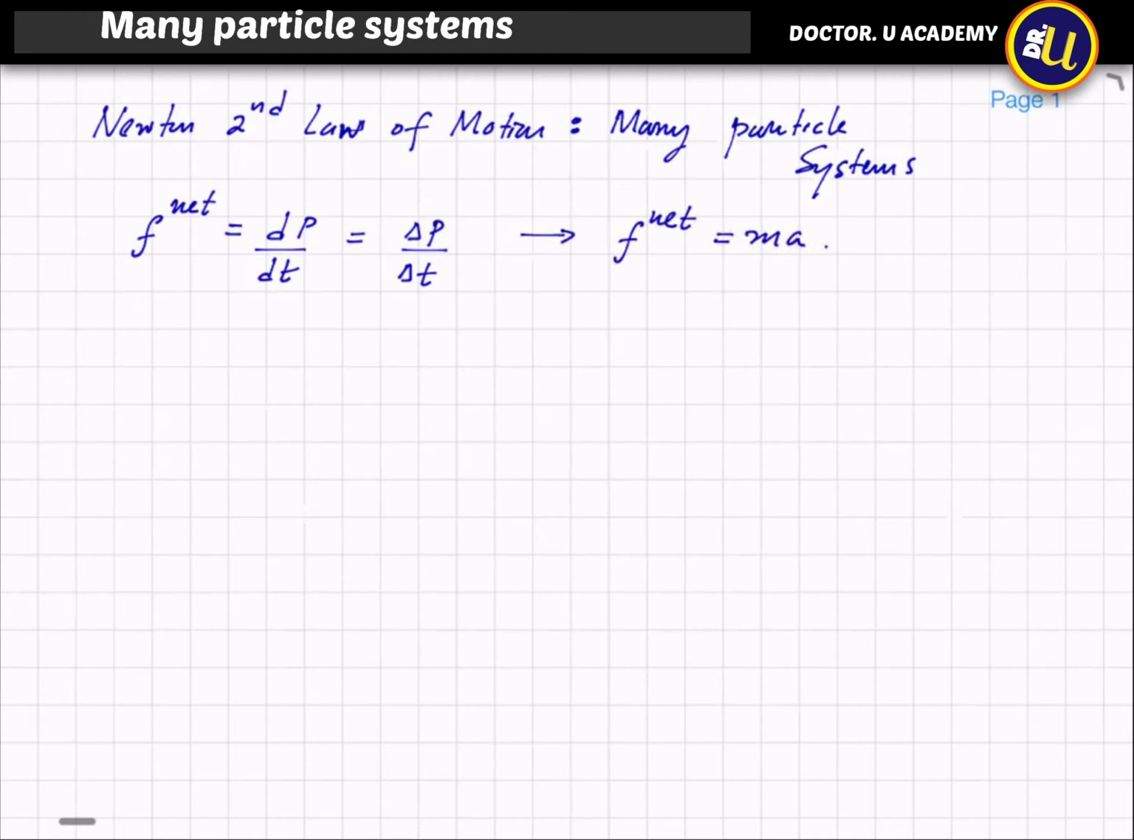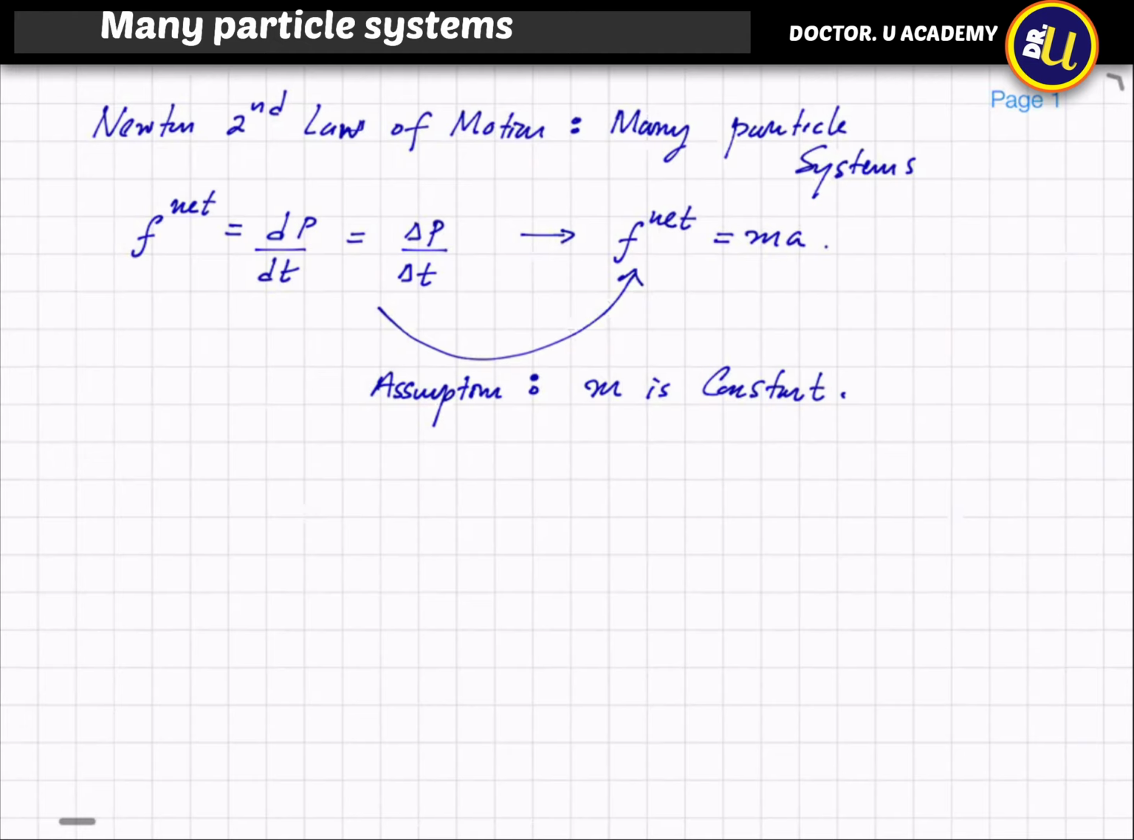So there is an assumption here, right? What is the assumption? The assumption is that mass is constant. Under that assumption only, you can simplify the dp/dt equation into F is equal to ma. So Newton's second law is not F is equal to ma, but the rate of change of momentum is equal to the external force. But under this assumption, you get F net is equal to ma.